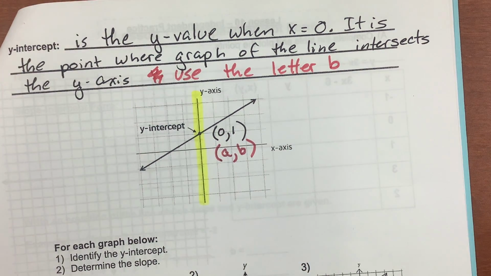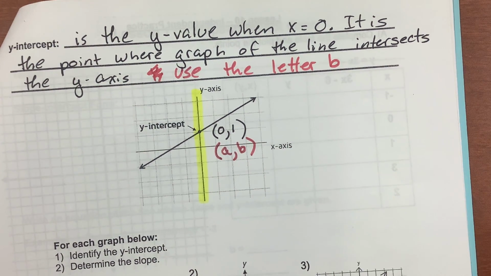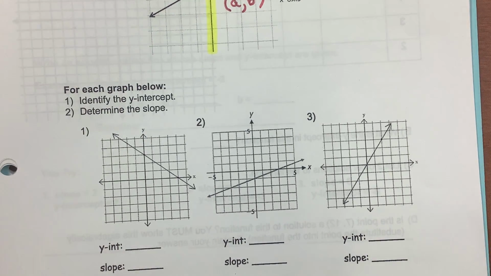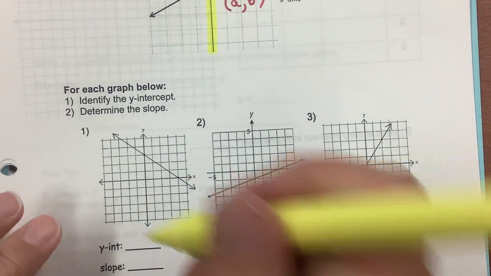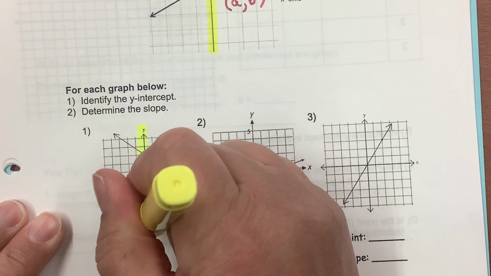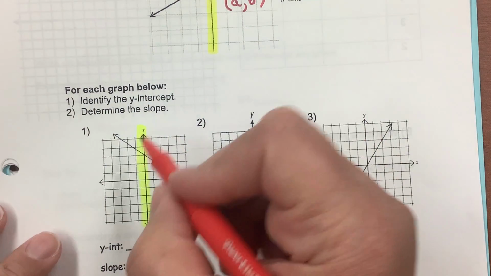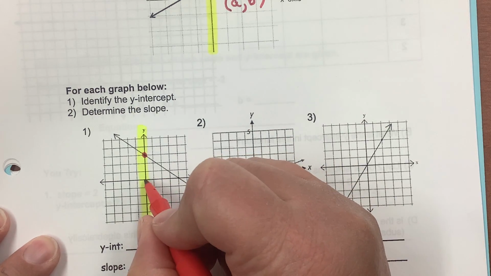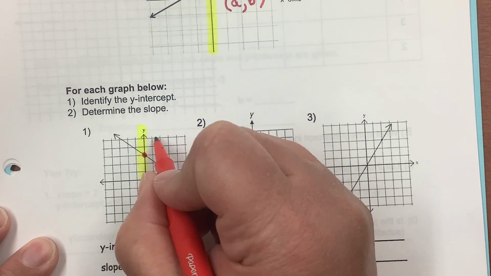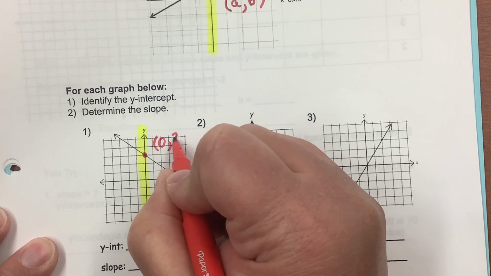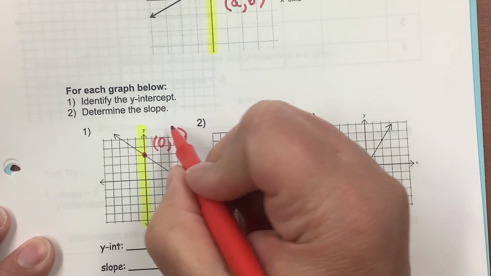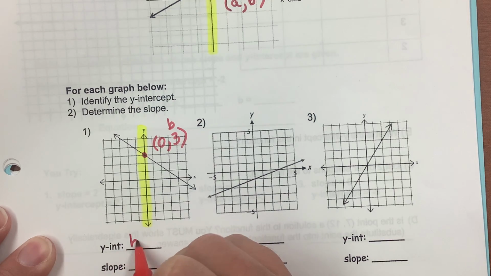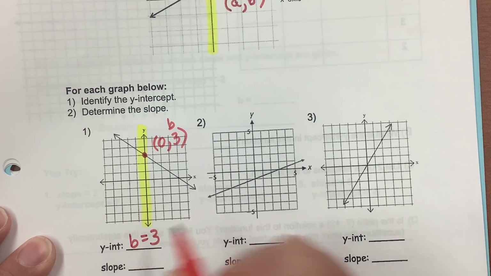All right, so let's take a look at these graphs down here. Y-intercept is always the easiest. You just highlight the y, and then where the y intercepts, put a point and write the coordinates. In this case, it's 0, 3. So the b is 3. So my y-intercept is b equals 3.